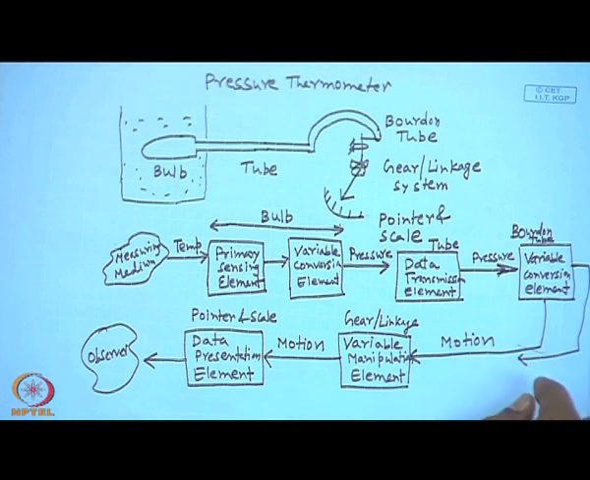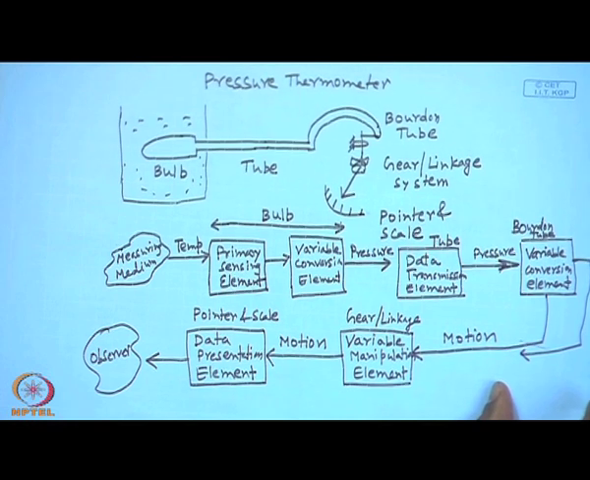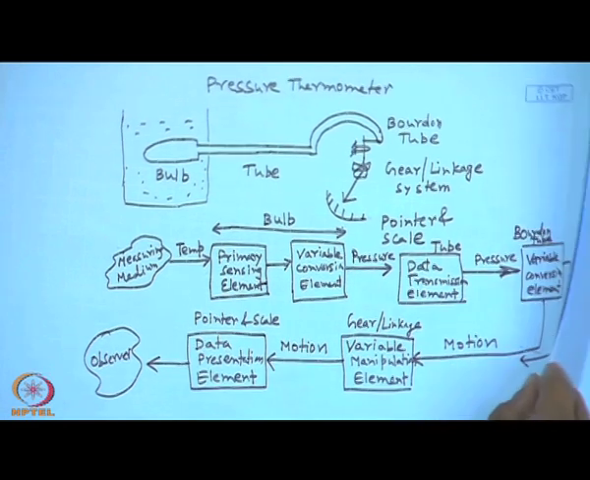Let us take another example and again break down the instrument into its various functional elements. This time let us take a very simple pressure gauge. We will take a very simple pressure gauge which measures the pressure of a fluid, and the measured pressure is indicated by a deflection of the pointer against a scale.